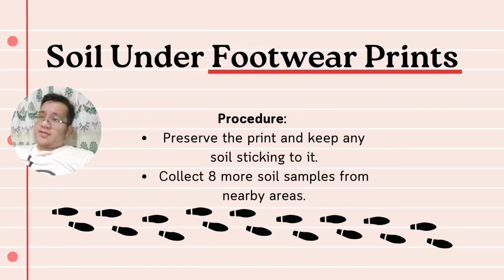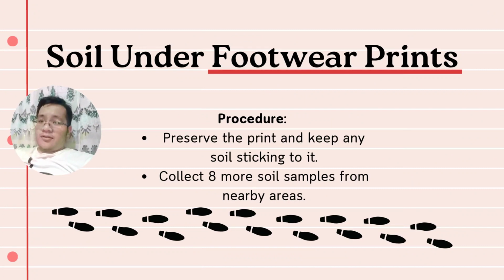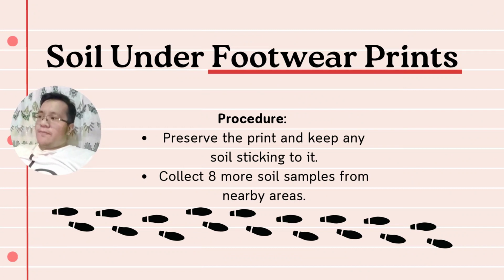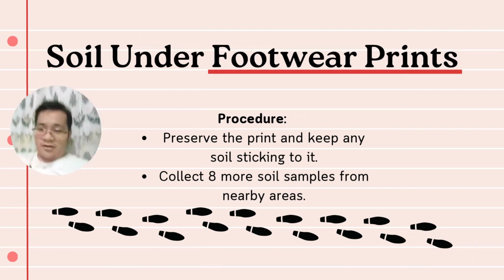Now for the soil evidence under footwear prints. The procedure here is to preserve the print, keep any soil from sticking off it, and collect 8 or more soil samples from the nearby areas. If you have taken Forensic 3, you would have conducted the experiment regarding the plaster of Paris, a chemical that dries, not quickly, but if it is properly heated, it can form the shape of the footprint, wherein you can collect the type of print which is used in the forensic analysis. But do not forget to collect 8 or more soil samples from the nearby areas.